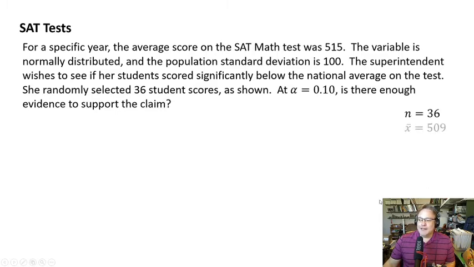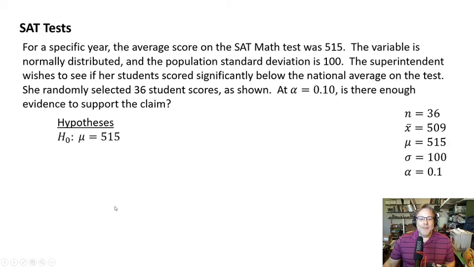So how do we do this? Let's list all of these sets of information here. We have n is equal to 36. We have x bar equals 509. We have mu is equal to 515. The population standard deviation is 100. The alpha value, the level of significance, is 0.1.